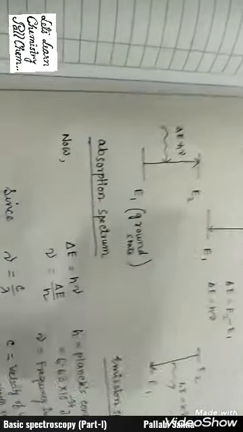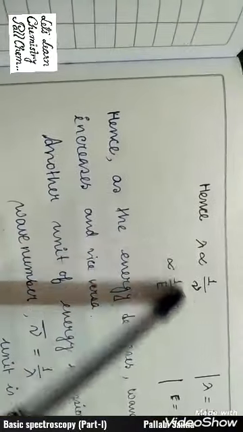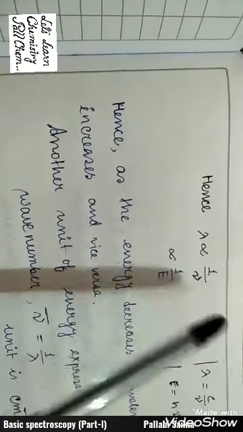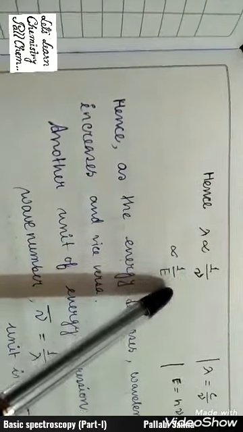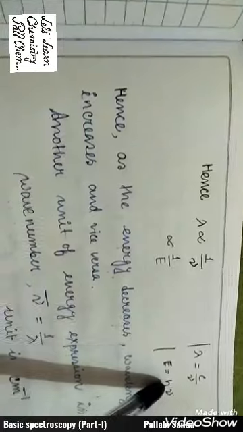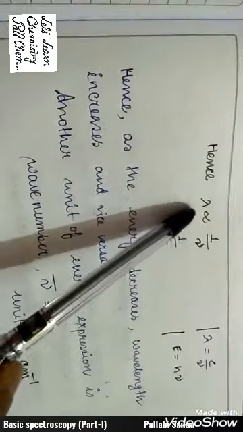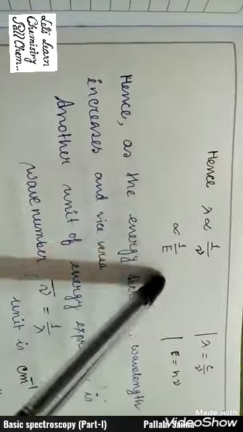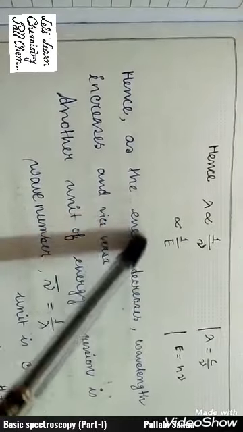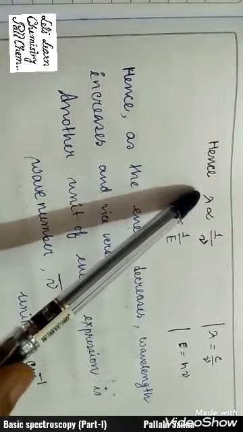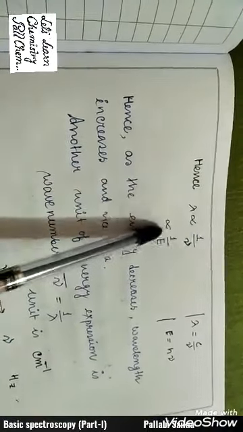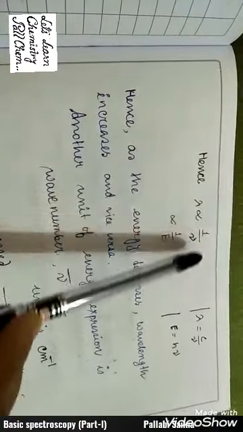From these two equations, we can say that lambda is inversely proportional to the frequency and inversely proportional to the energy. Hence, as wavelength increases, energy decreases, and as energy increases, wavelength decreases. This is the expression of energy in terms of wavelength and frequency.